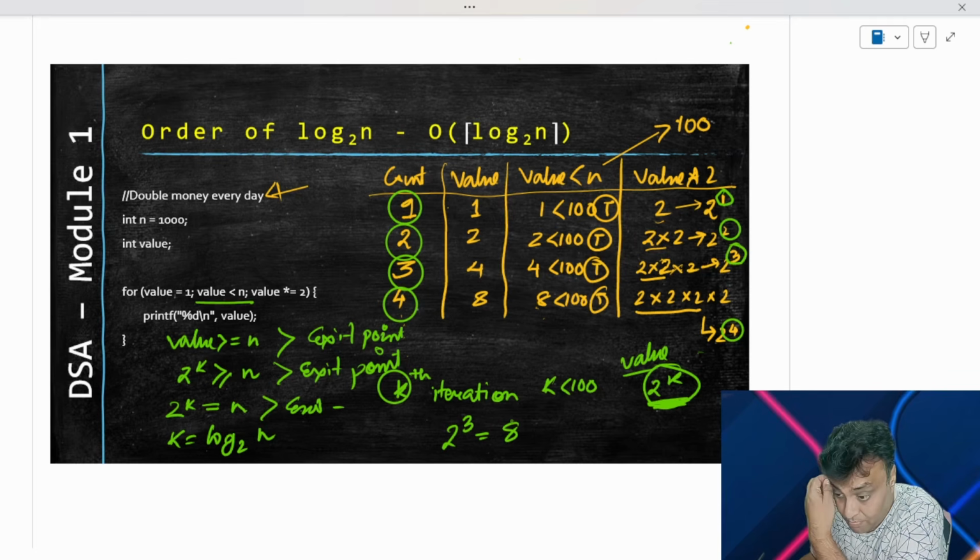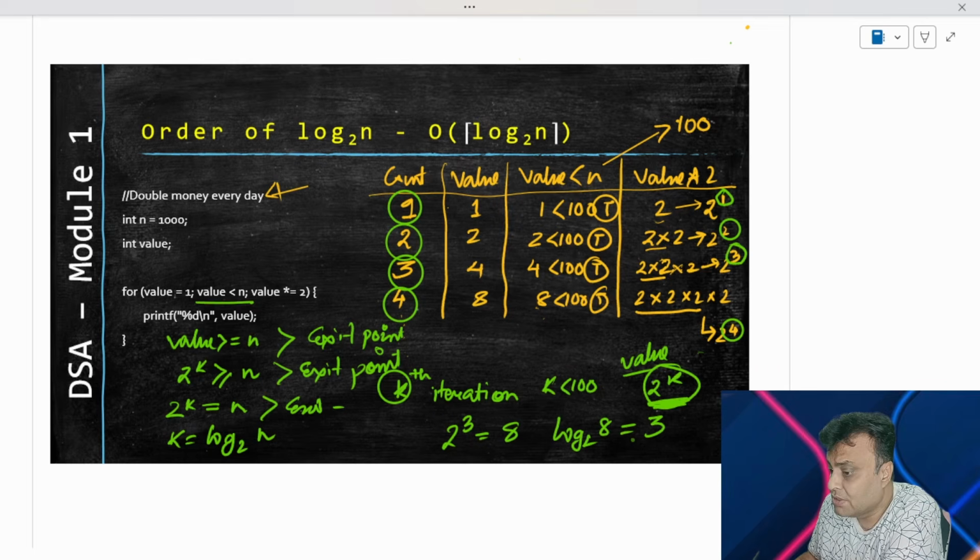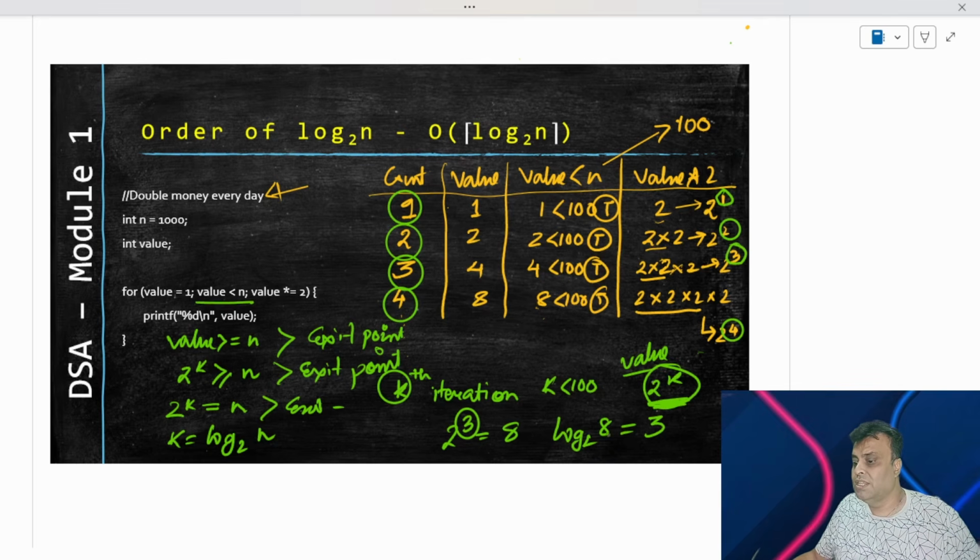Which means that log base 2 of 8 is equal to 3, right? From a logarithmic standpoint, I'm sure all of you know that the power of 2 is basically the answer that you get when you take log to the base 2 of the outcome. So 2 to the power k equal to n would mean that k is equal to log base 2 of n. And what is k? The number of times. So the number of times that this loop will run will be log base 2 of n.